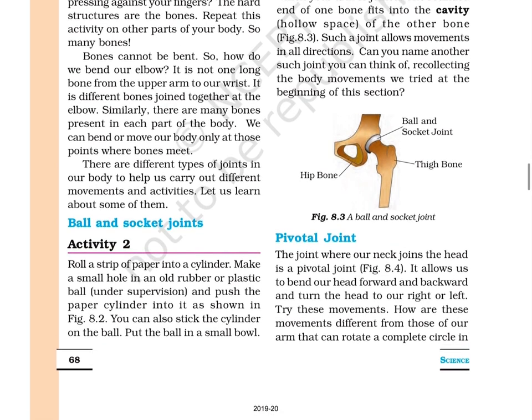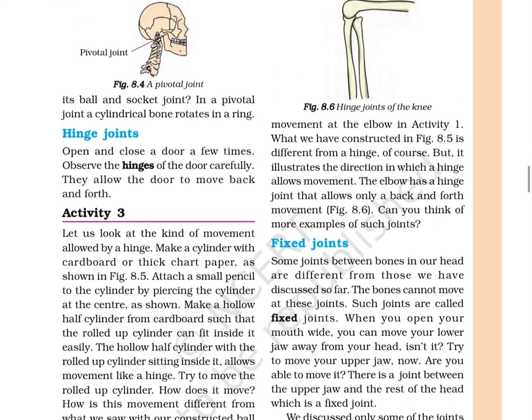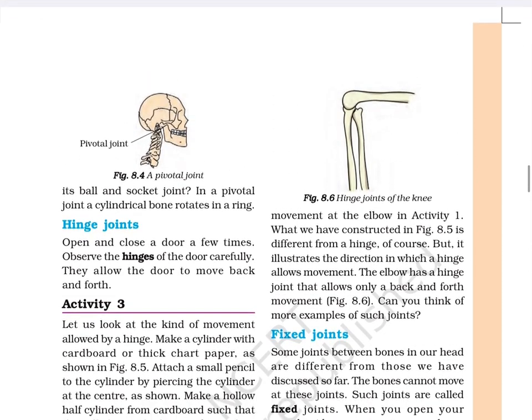Pivotal joint. The joint where our neck joins the head is a pivotal joint. Figure 8.4. It allows us to bend our head forward and backward and turn the head to our right or left. Try these movements. How are these movements different from those of our arm that can rotate a complete circle in its ball and socket joint? In a pivotal joint, a cylindrical bone rotates in a ring. Page 69. Figure 8.4. A pivotal joint.